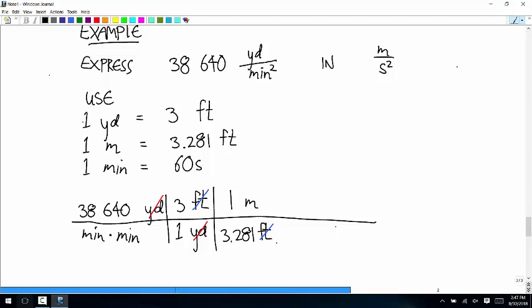So now we have to deal with the minutes. 1 minute is equal to 60 seconds. The minutes in the starting value are in the denominator, so I want to put them in the numerator of the conversion. And if I do this cancellation, we can see that I'm not all the way converted yet, because we have minutes times minutes. We've only canceled one of those. So we're going to have to do this one more time to cancel the other minute.